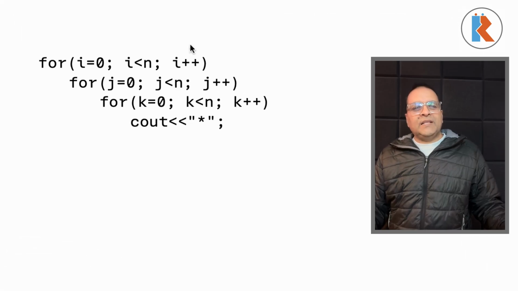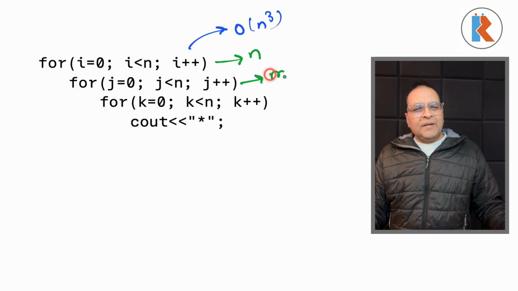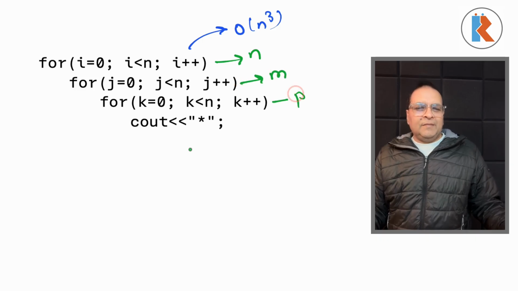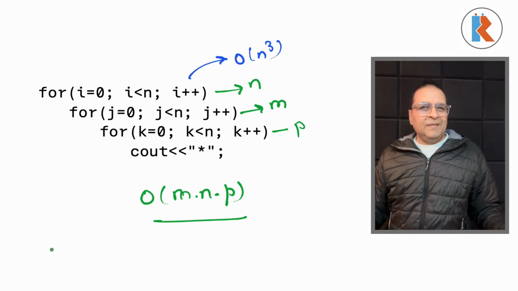If there are 3 loops, then the time complexity will be order of n cube. If the outer loop is iterating n times, the second loop is iterating m times, and the third loop is iterating p times, then the time complexity will be big O of m into n into p. If all of these 3 are same, then it will be n cube.